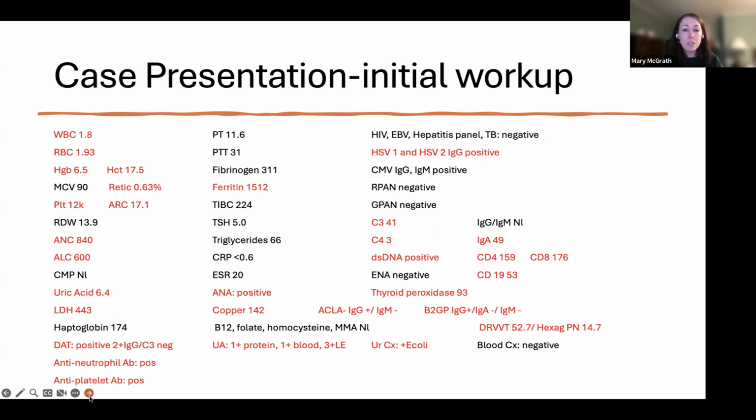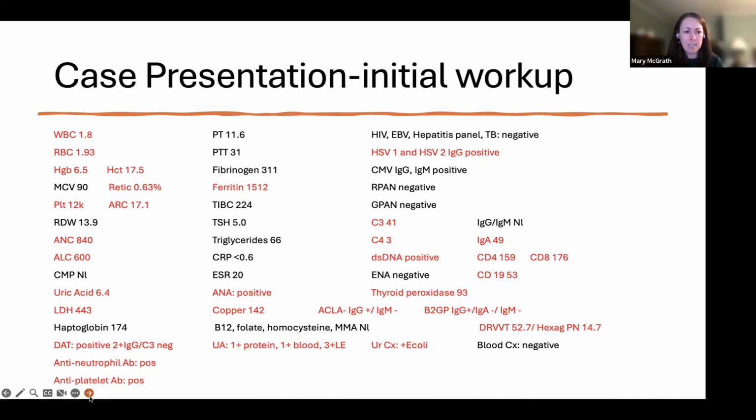So for her initial workup, labs obtained in the emergency room revealed pancytopenia. Her white blood cell count was 1.8. Her red blood cell count was 1.93. Hemoglobin was low at 6.5. Hematocrit low at 17.5 with a pretty low reticulocyte count of 0.63% and an absolute retic count of 17.1. Platelet count low at 12,000, and her absolute neutrophil count was low at 840.